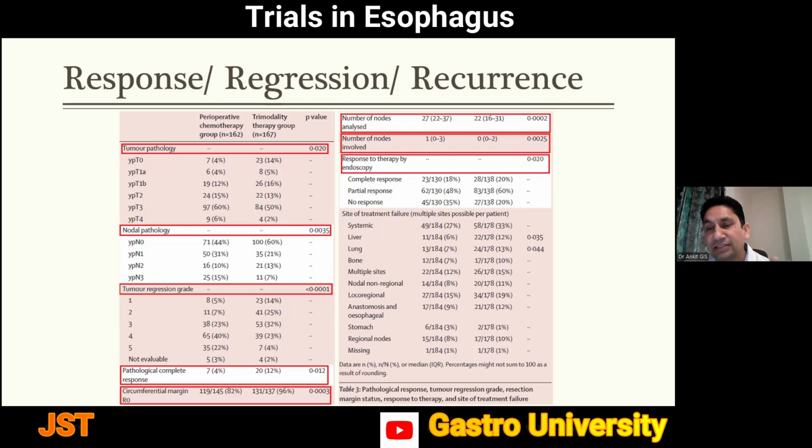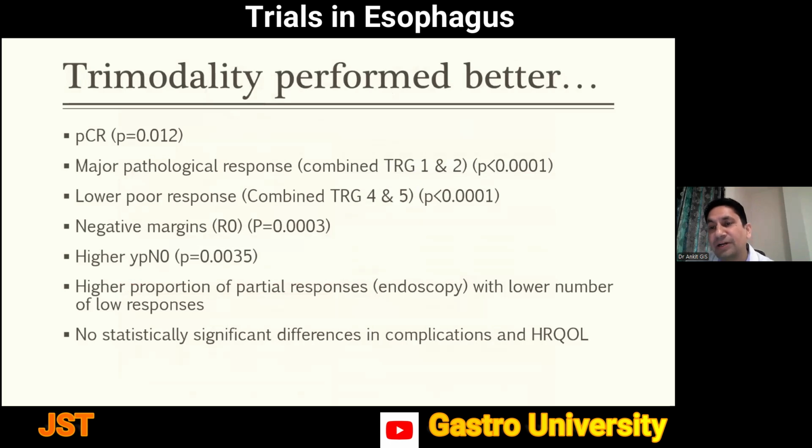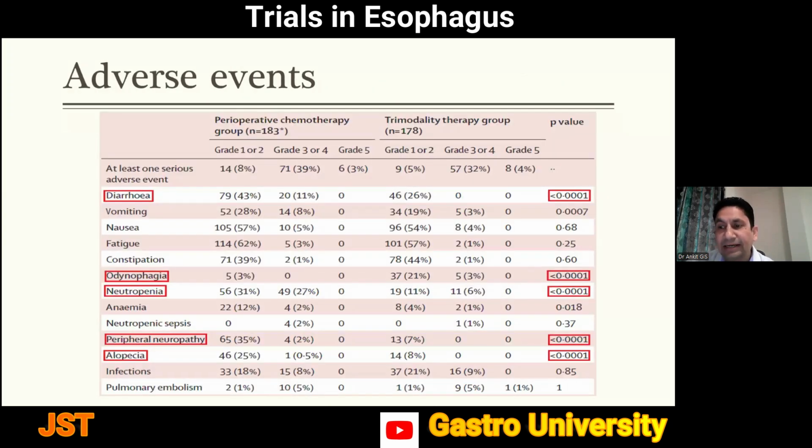Now, when we look at this table, we think that obviously the trimodality therapy, if it is showing us all these results, should be statistically significant. However, these higher pathological complete responses did not translate into statistically significant survival benefit, including the quality of life. Adverse events I have already highlighted previously. Diarrhea, odynophagia, neutropenia, which is obviously very significant, peripheral neuropathy, and alopecia were some of the few.